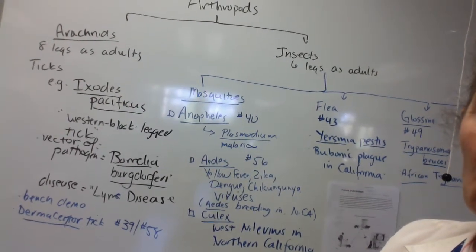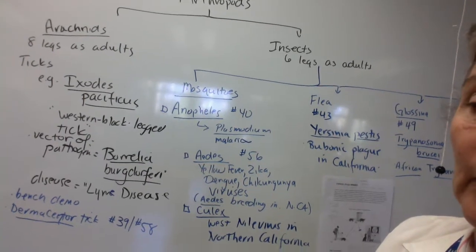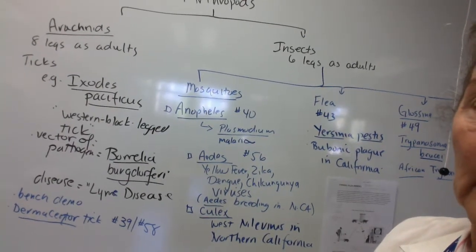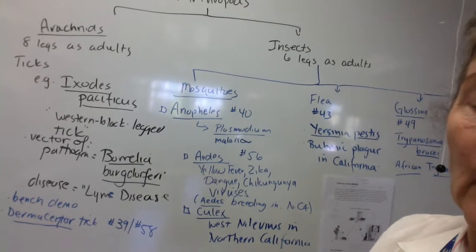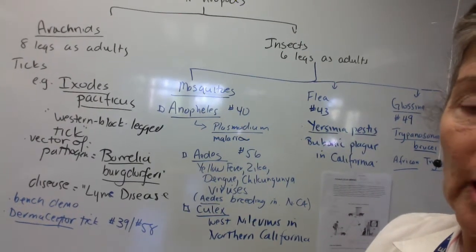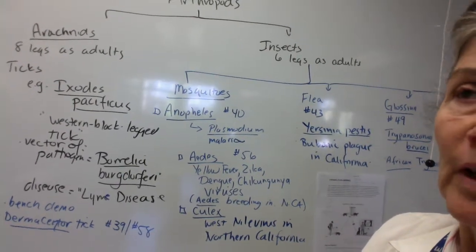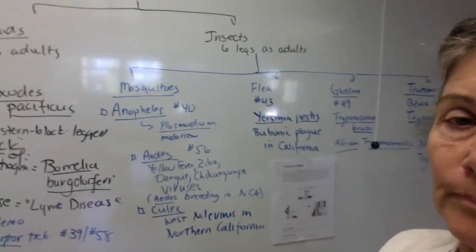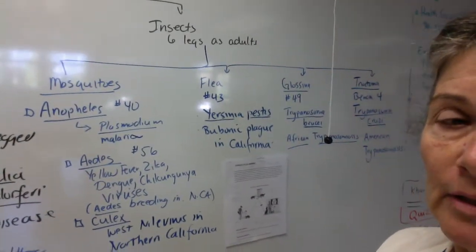In the micro A box, there's a slide of a different type of tick called Dermacentor tick, slides 39 and 58. For the lab exam, I'll only ask you about Ixodes pacificus. Then we're going to go over to insects, and we have several insect vectors.